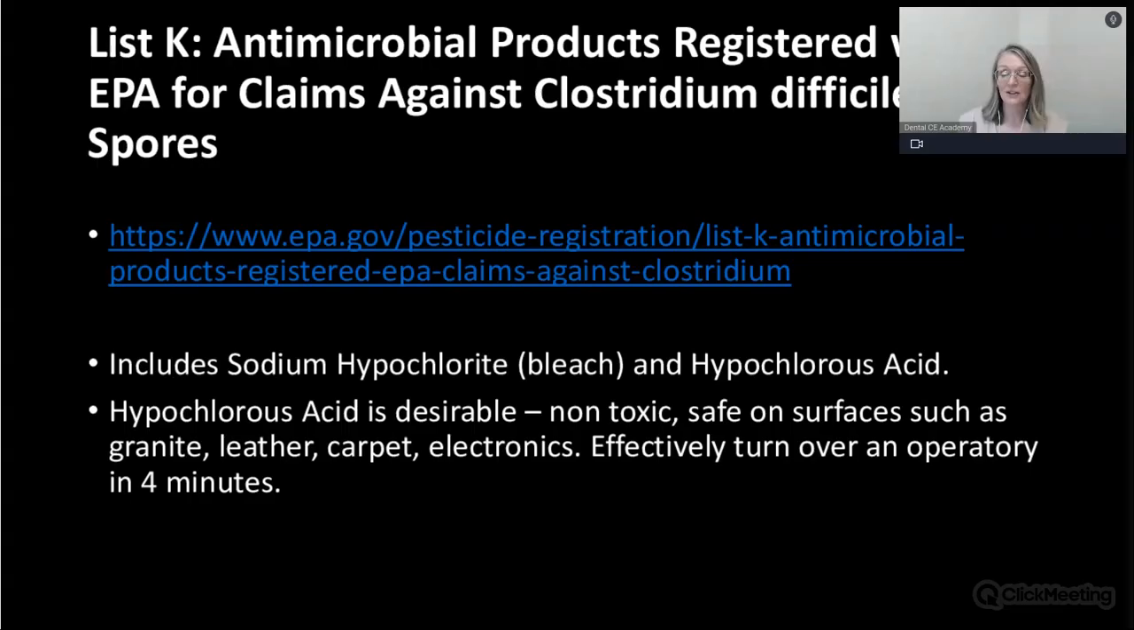Here's your List K here. It also includes sodium hypochlorite bleach solution. In hospitals, they'll use hypochlorous acid or bleach. It depends on what surfaces, but you never want to combine both.